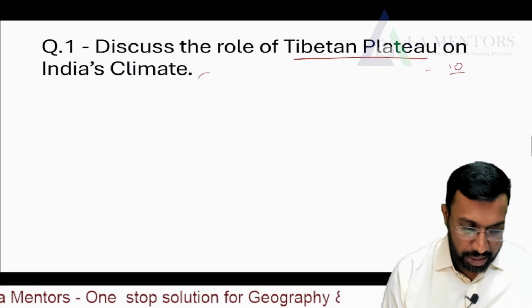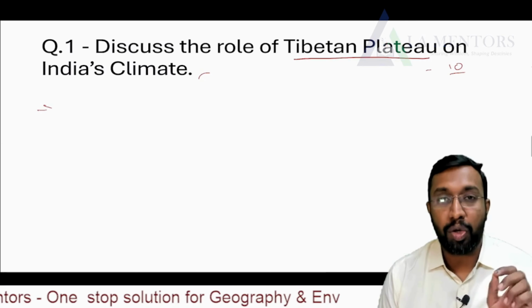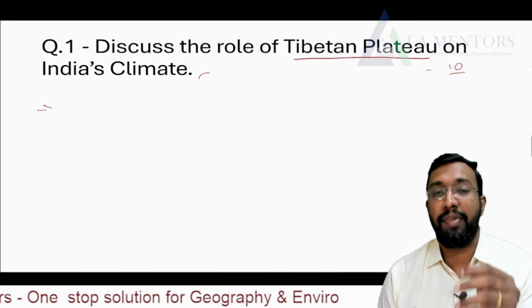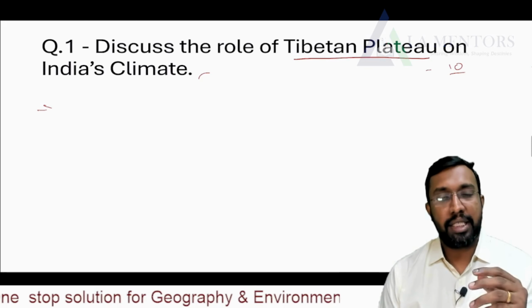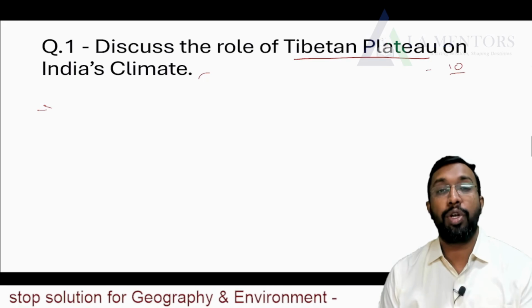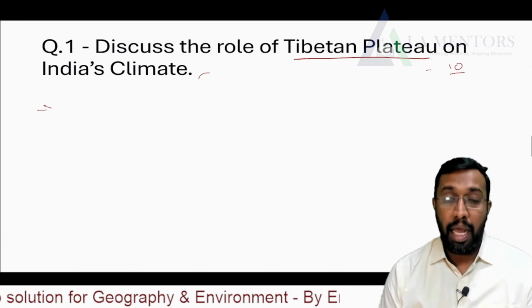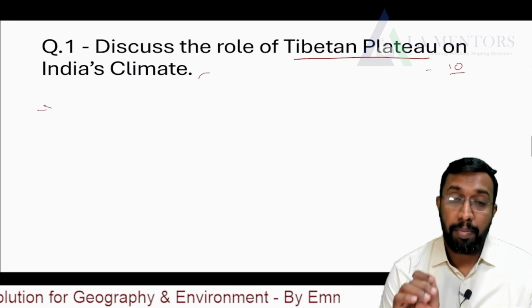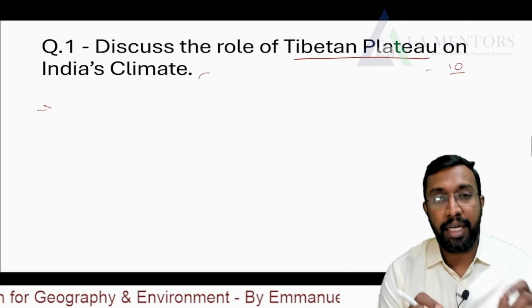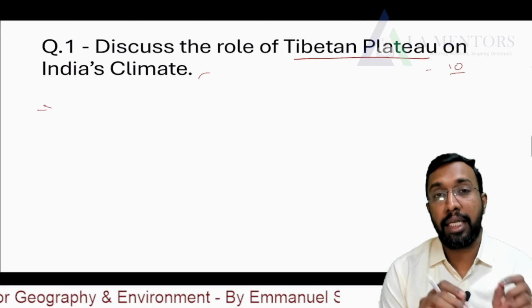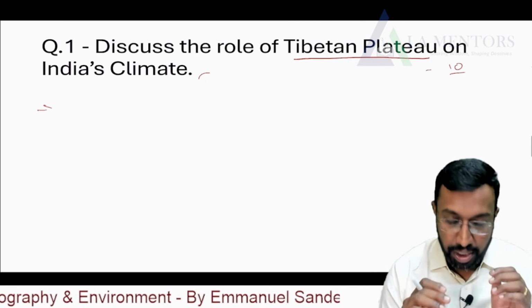So now as we try to understand, you can just say that Tibetan Plateau, which is considered to be the roof of the world, which is at an average elevation of 4,500 meters above the mean sea level, which is to the north of Himalayan mountains. And this Tibetan Plateau plays in such a way that it impacts the Indian monsoon system as well as the regional atmospheric circulations. So this is how you try to give your intro.